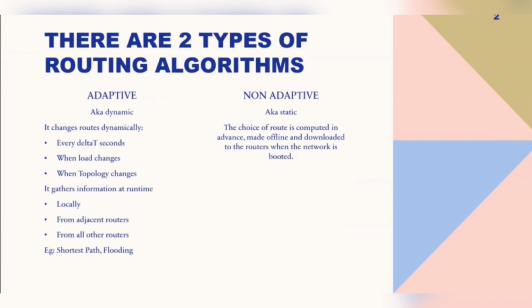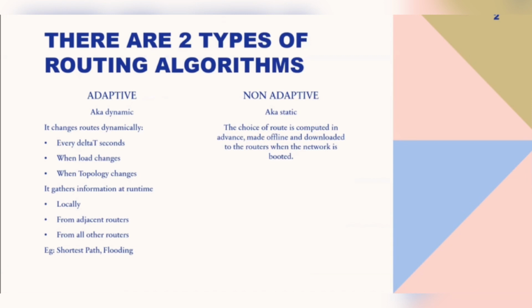There are two types of routing algorithms, adaptive and non-adaptive. Adaptive is also known as dynamic because it changes routes dynamically after every delta t seconds, or either when load changes or when topology changes. It gathers information at runtime either locally from adjacent routers or from all other routers. An example is shortest path, which is in our syllabus.